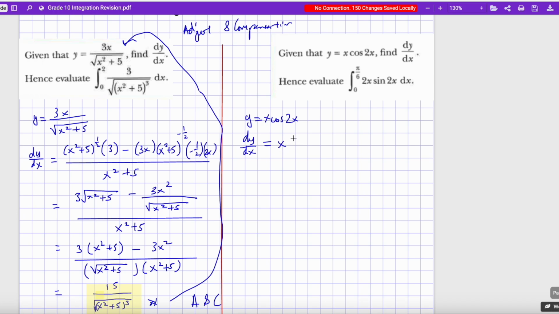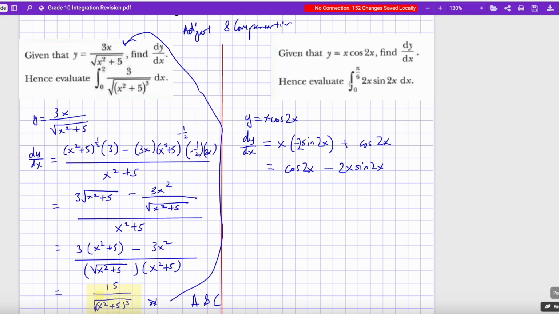So x times minus sine 2x times 2, plus cosine 2x. All right, so that is what we have done. You can clean this up further. So this would be just cosine of 2x minus 2x sine 2x.